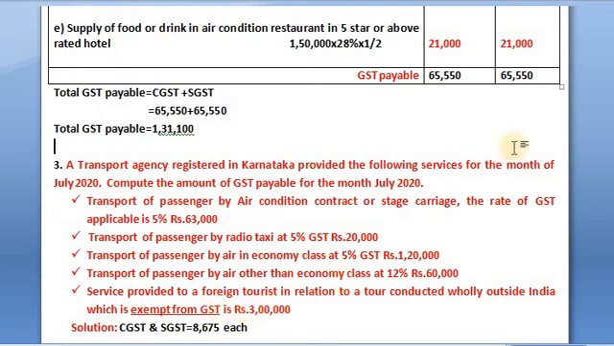It is exempted from GST. In that column, instead of writing an amount like this, write exempted. Clear? Don't get confused. So I have underlined, that means it is exempted. Very clearly they have given. So this particular transaction is exempted from payment of tax. And the answer you will be getting is 8,675 each. That is CGST 8,675, SGST 8,675.